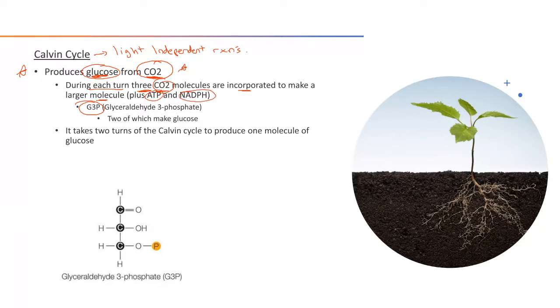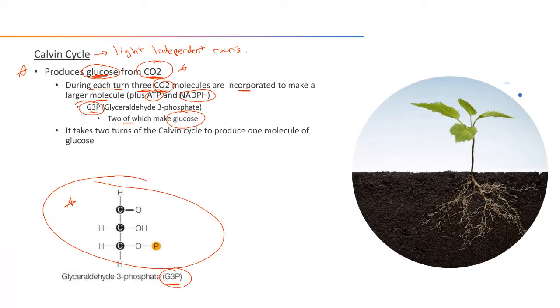But this is the thing. I've been saying we're going to be making glucose. In reality, after one cycle, after three carbon dioxides go in, we don't end up making glucose. We make something called G3P, which is glyceraldehyde 3-phosphate. Technically, this is the final product of the Calvin cycle, at least of three carbon dioxides. So how come I keep telling you we are making glucose? Well, because technically we need two of these to make glucose, which is going to happen later on. But in reality, you end up getting G3P.